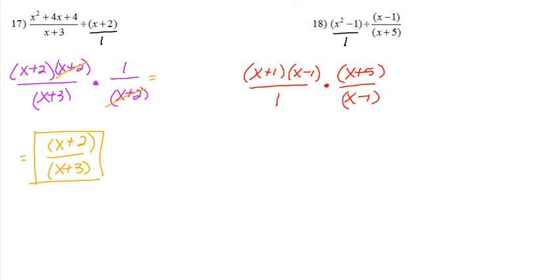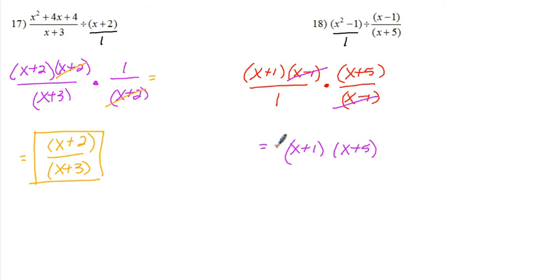Then I get to do my fun canceling. I see an x minus 1 here and an x minus 1 here. Make sure you grab the right one. Don't accidentally cross out the x plus 1. So your final answer on this is x plus 1 times x plus 5.